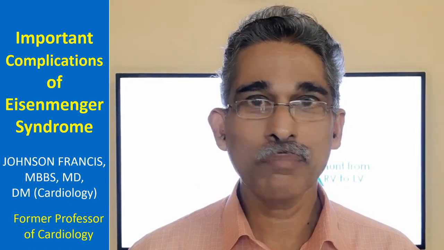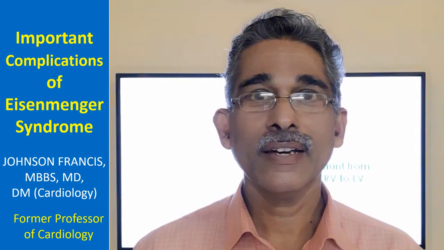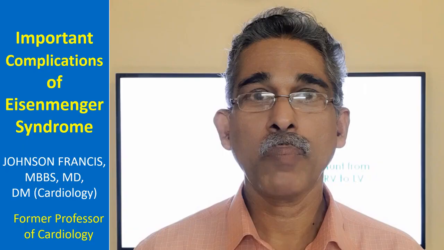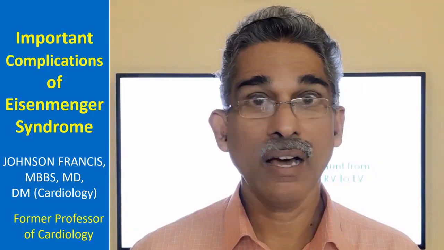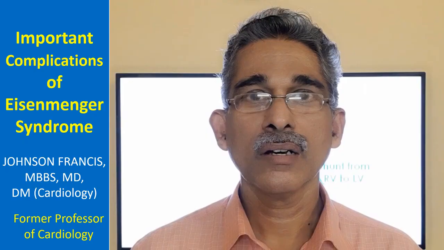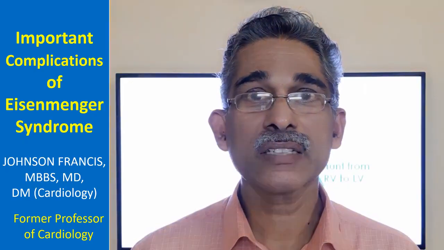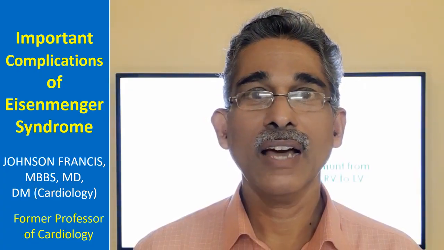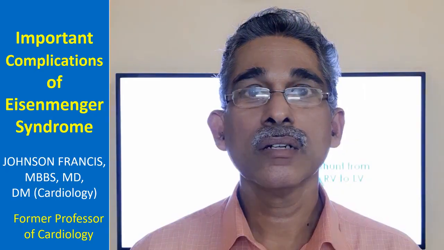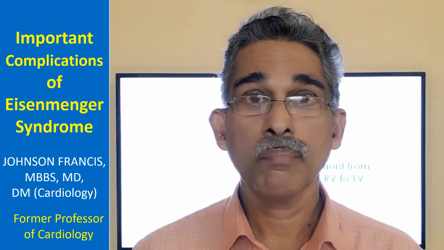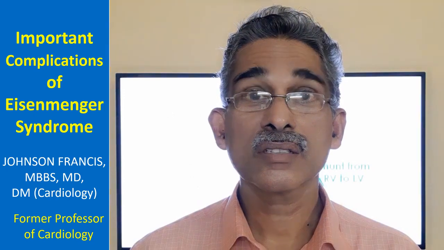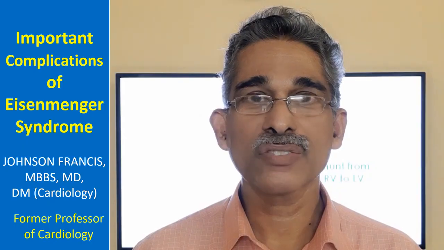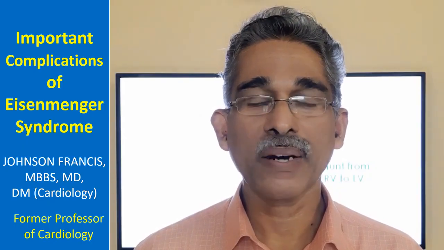Eisenmenger syndrome is an important complication of large left-to-right shunts which develop later due to development of pulmonary vascular obstructive disease and severe pulmonary hypertension. The first report of Eisenmenger was by Victor Eisenmenger in 1897, and that was in a 30-year-old person who later succumbed to massive hemoptysis. This highlights one of the most important complications of Eisenmenger syndrome, that is airway hemorrhage.